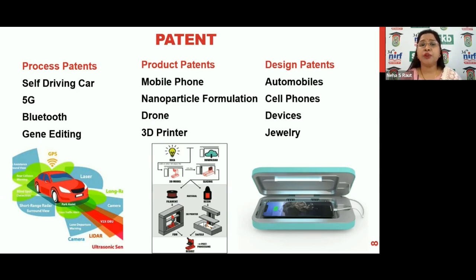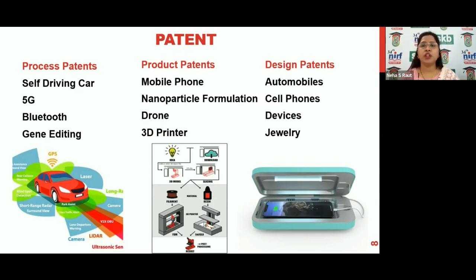Then coming to the product patent, where you have a product like mobile phones. In pharmaceuticals, we have nanoparticle formulations. Right now, we received a grant on a product, Bepostatin ophthalmic preparation, drone, 3D printer. So where the product is there, the product patents are there.